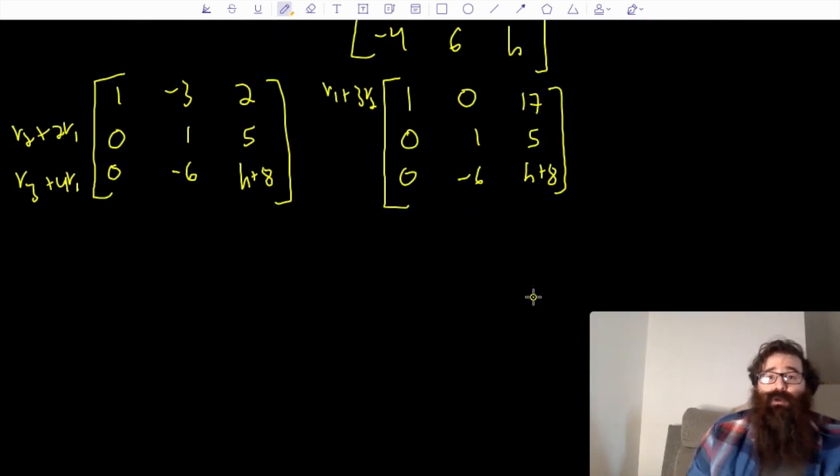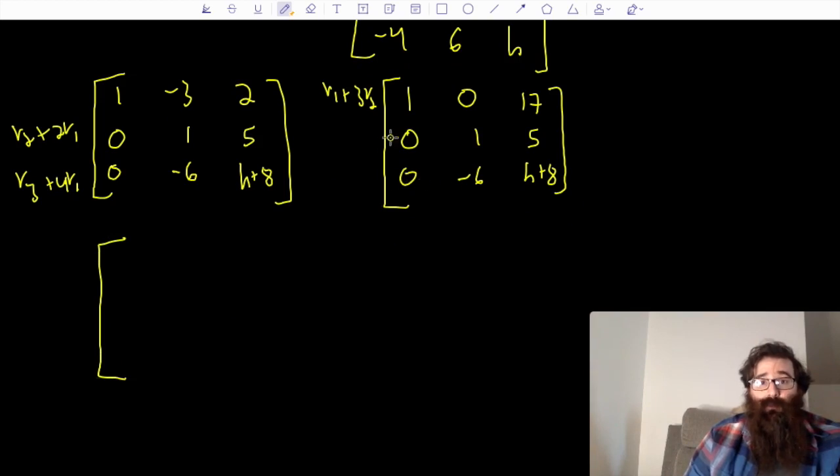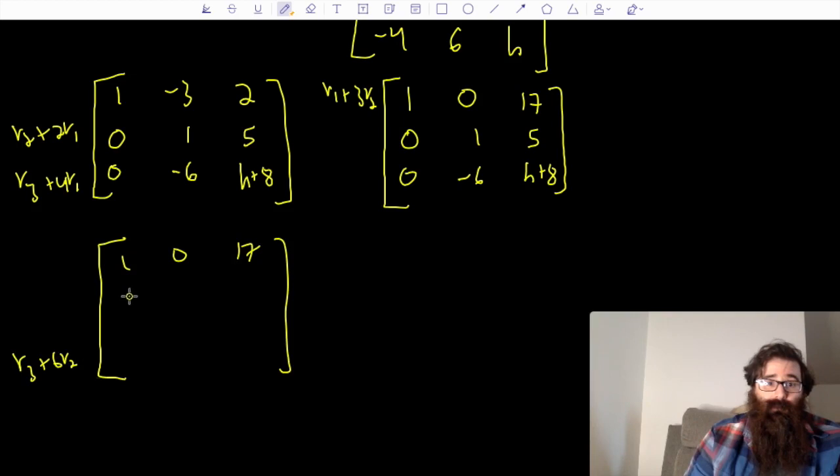Now it looks like I can't really go much further without doing some operations in row 3. So hey, we said we were willing to do it. Let's do it. I'm going to replace row 3 with row 3 plus 6 times row 2. You rewrite rows 1 and 2. I get 0 plus 6 times 0 gives me 0. Negative 6 plus 6 times 1 gives me that 0 that I wanted. And then I have h plus 8 plus 6 times 5.